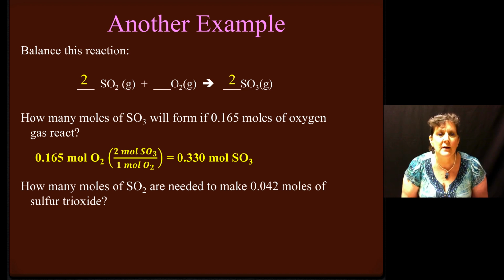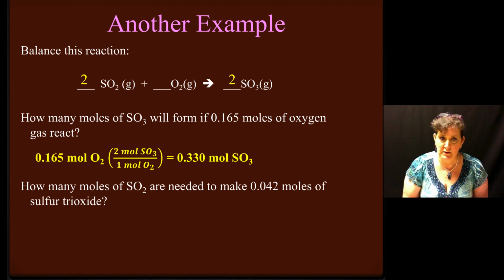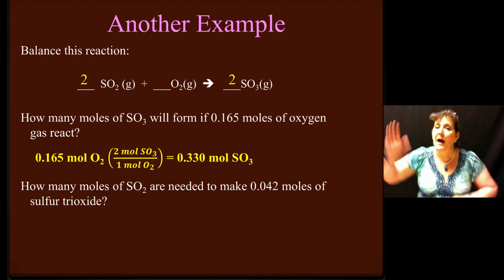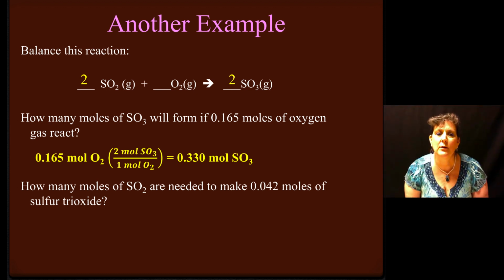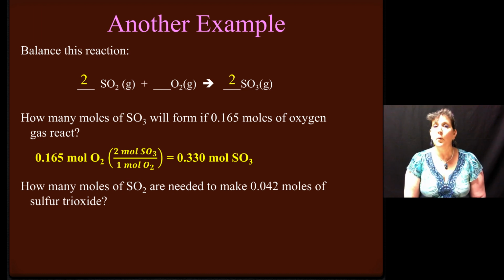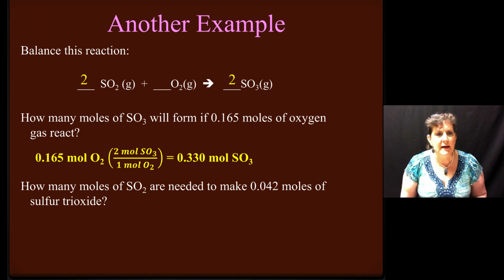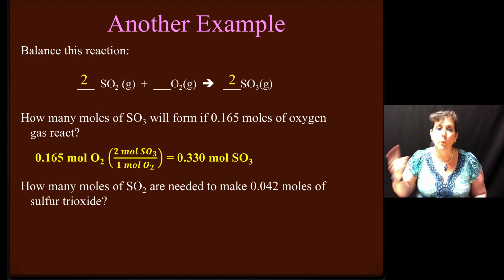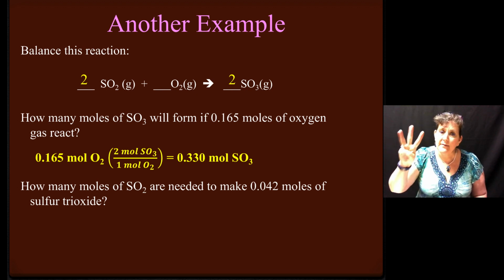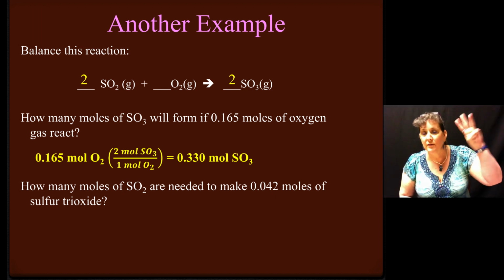So your setup should look like this. 0.165 moles of oxygen times the mole ratio of 2 moles SO3 over 1 mole oxygen. Moles of oxygen cancels out top to bottom. And we do the math and we get 0.33 moles of SO3. 0.33 is what the calculator shows. Why did I add a 0? It's those pesky sig figs. Yeah, we started with 0.165, 3 sig figs. So we have to end with 0.330, 3 sig figs.